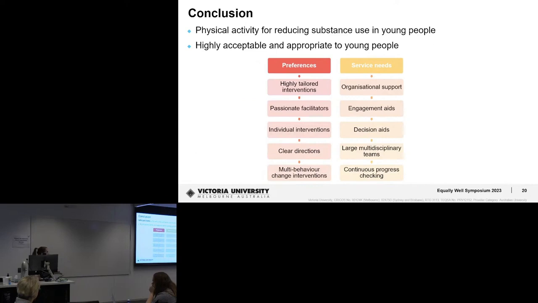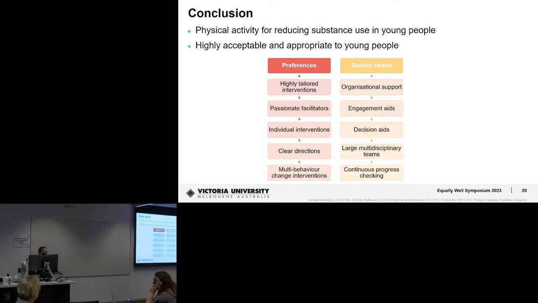So the conclusion is that physical activity may be beneficial for reducing substance use in young people or helping them manage their substance use, and it's perceived as highly acceptable and appropriate by young people. They are able to voice clear preferences like highly tailored interventions, passionate facilitators, and clear directions, but there are also a lot of service needs that would still need to be addressed. For example, young people feel that they would need organizational support, additional engagement aids, and decision aids.